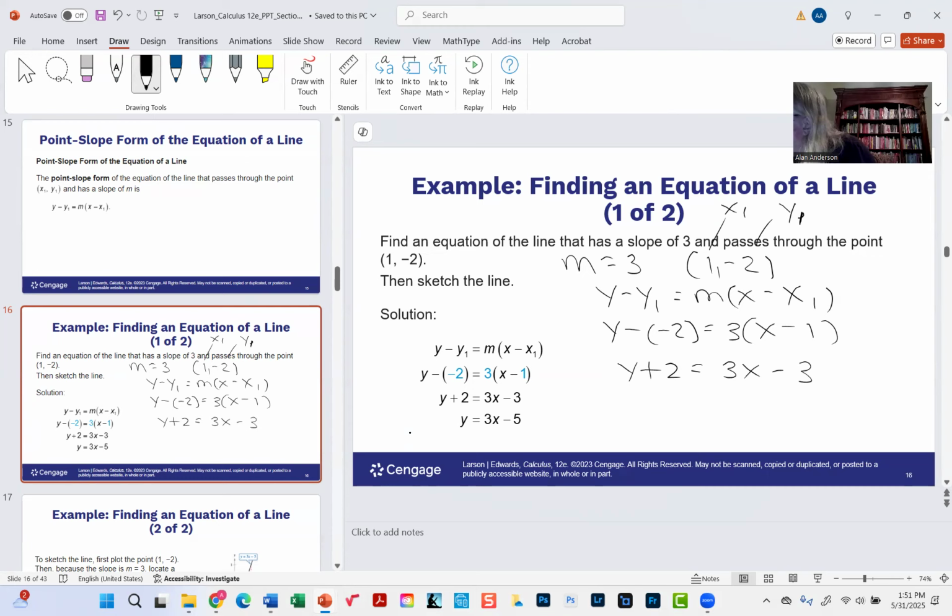And if you feel so inclined, you can rewrite it in the slope intercept form that we're much more familiar with by subtracting this 2 from both sides. And that's our final result.